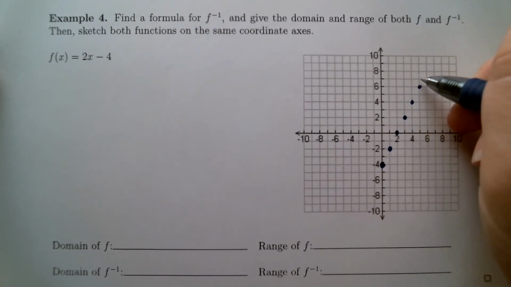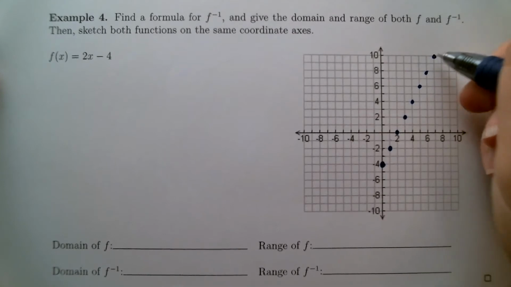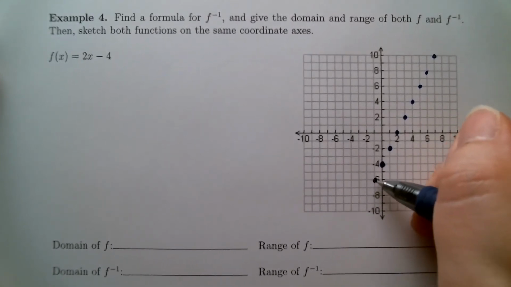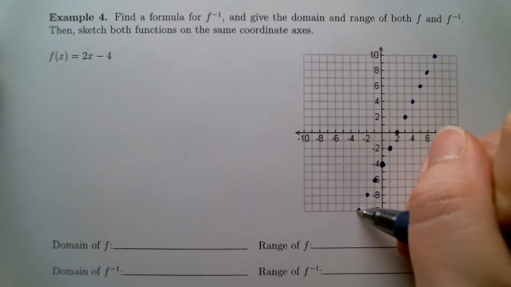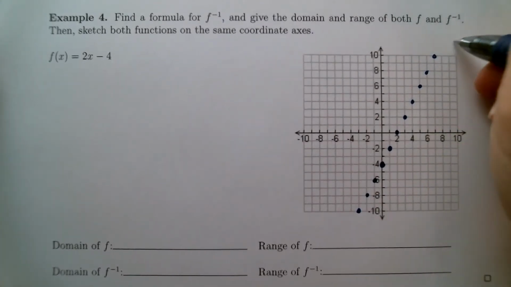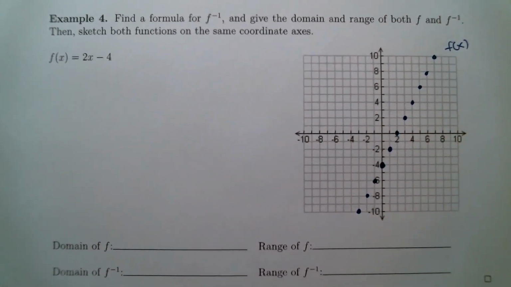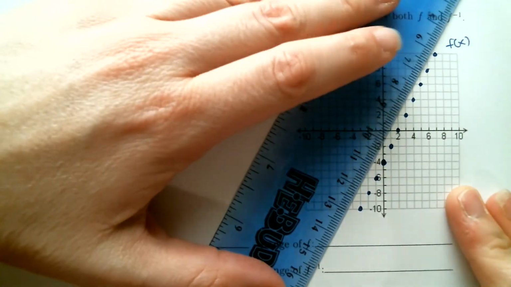So give me a second to do that. And then I'm also going to go this direction. So down 2, left 1, down 2, left 1, down 2, left 1. So this is my f of x, the original function. And I'm going to draw my line through these points. So let's draw our line.